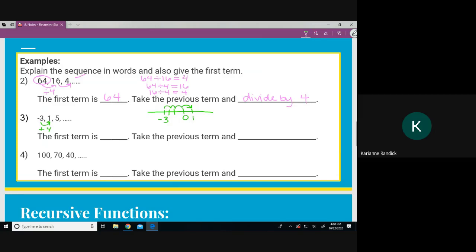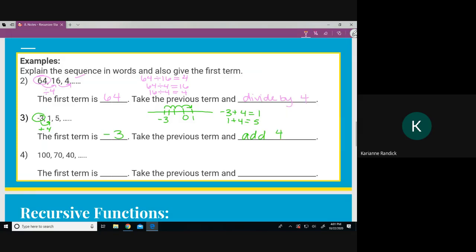So I know I'm adding 4. So you could always check in your calculator. -3 plus 4. Yep, that's going to be 1. So now I check really quick. 1 plus 4. Yep, that's 5. So we know that this is addition of 4. So my first term is -3. Take the previous term and add 4. Make sure you have the whole sentence statement. You can't just fill in the blank. You're going to have to write the whole sentence out on your paper. Same for your homework.